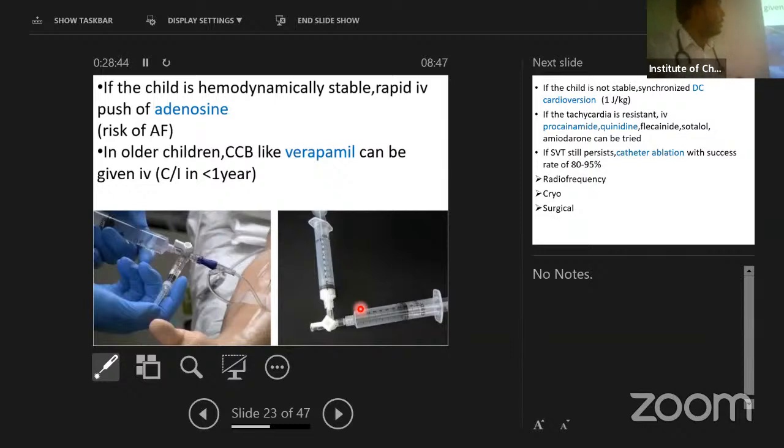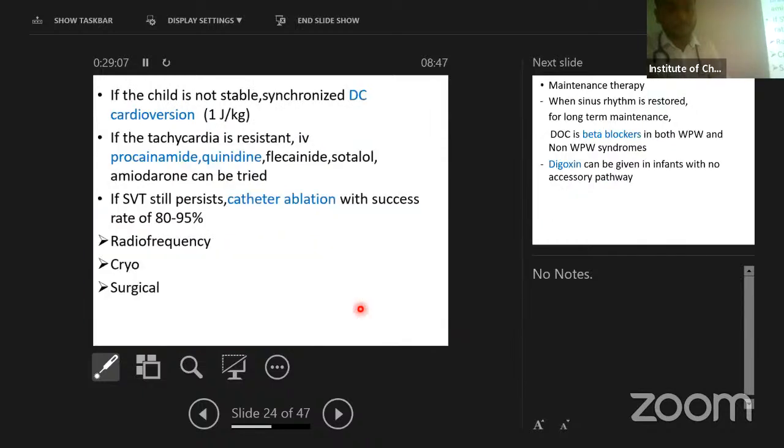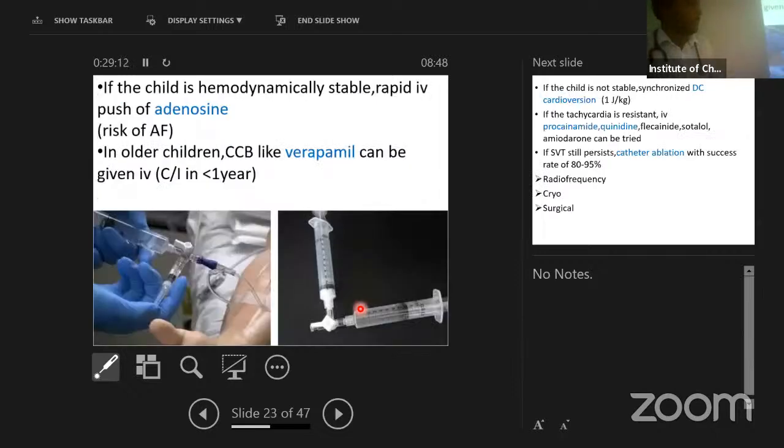This is the technique for the rapid push of adenosine. The adenosine is followed by a rapid push of normal saline, so that it goes to the heart very rapidly, because the half-life of adenosine is around 10 seconds. So adenosine dose: we can start off at 100, going up to 300.